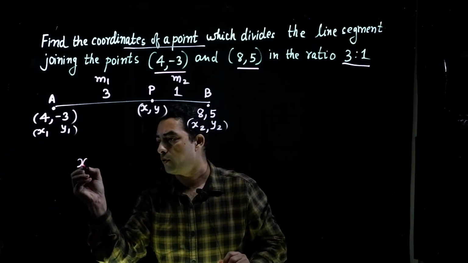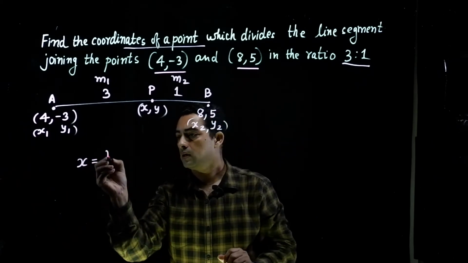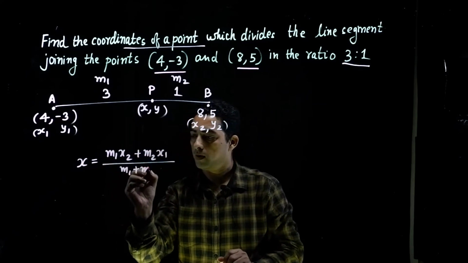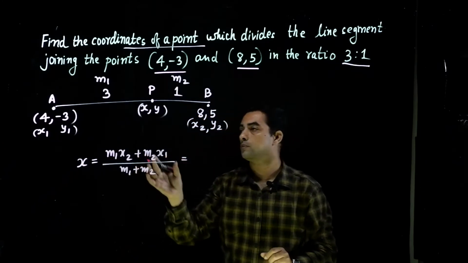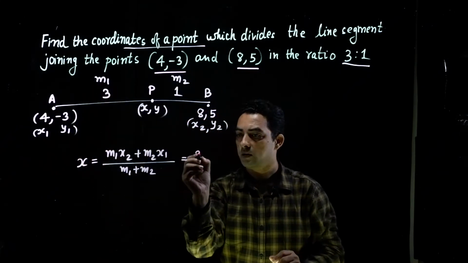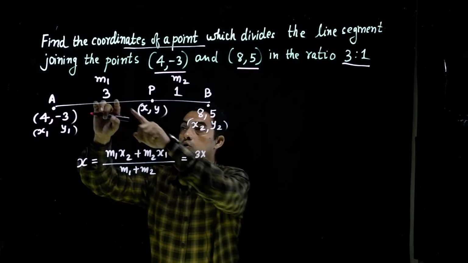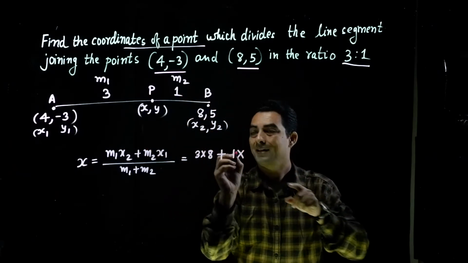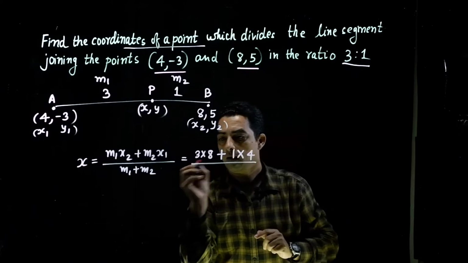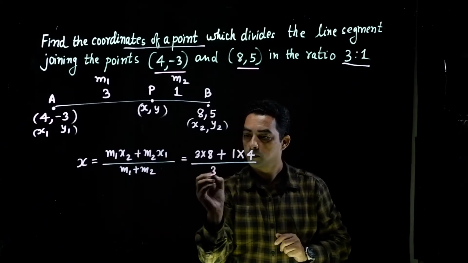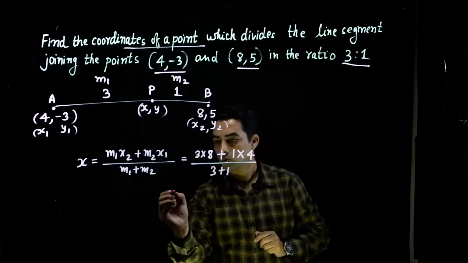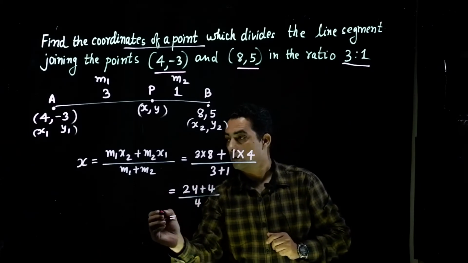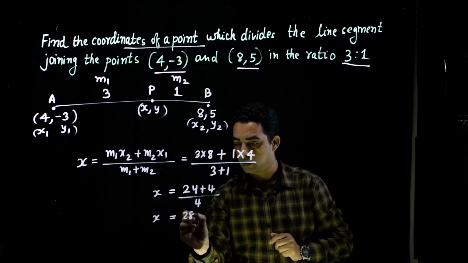We have already seen that the formula to find the x coordinate of this point is m1 x2 plus m2 x1 upon m1 plus m2. So let us substitute all the values. m1 is 3, so that will be 3 multiplied by, I already told you it's cross multiplication, m1 x2 is 8, plus m2 x1 is 4, divided by m1 plus m2, 3 plus 1. So what is it? 8 3s are 24 plus 4 divided by 4. So the value of the x coordinate would be 28 by 4.